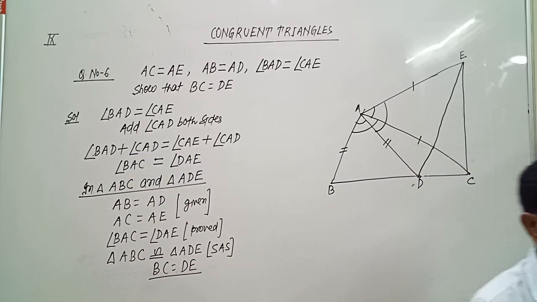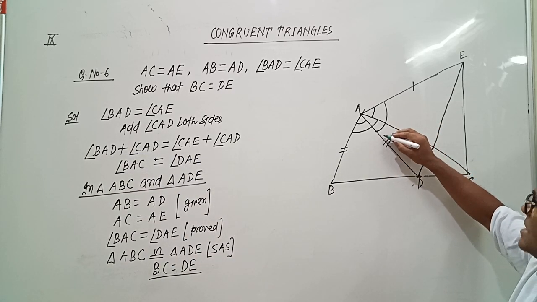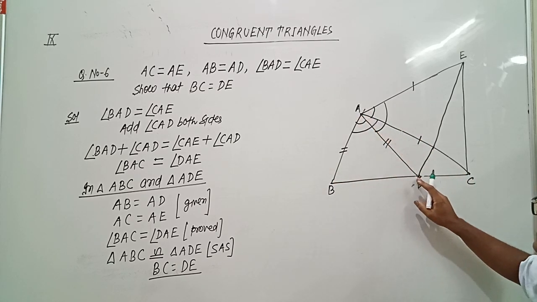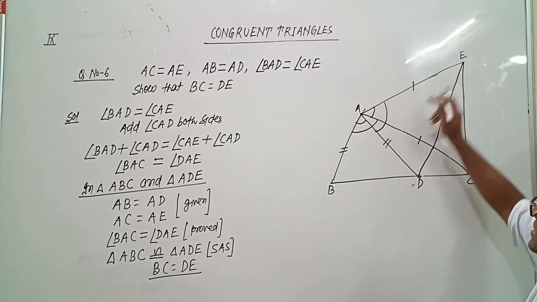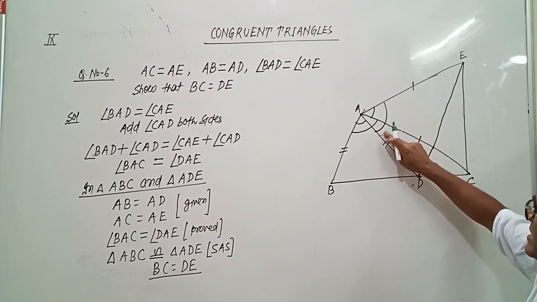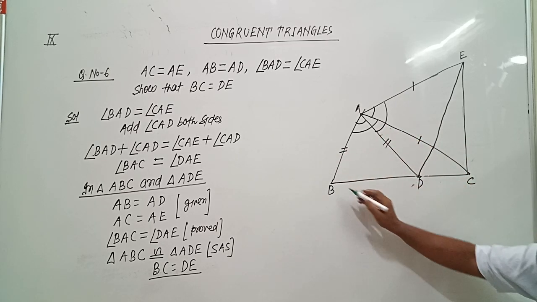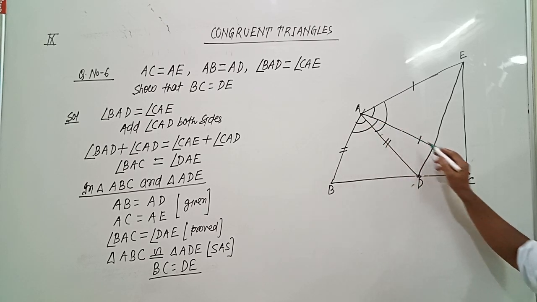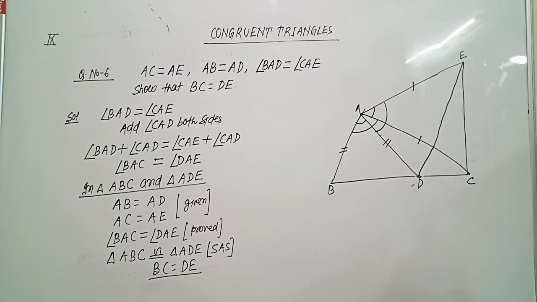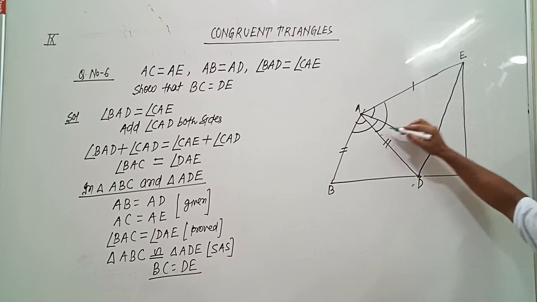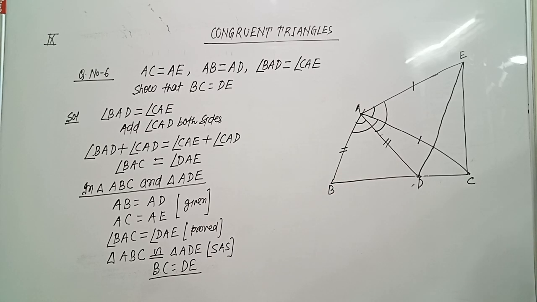So let us see once. This angle is the common angle, and we have given angle BAD equals angle CAE. So we added this angle, angle CAD, to both sides of this equation. So BAD plus CAD becomes angle BAC, and CAE plus angle CAD becomes DAE. So these two angles we have proved equal.